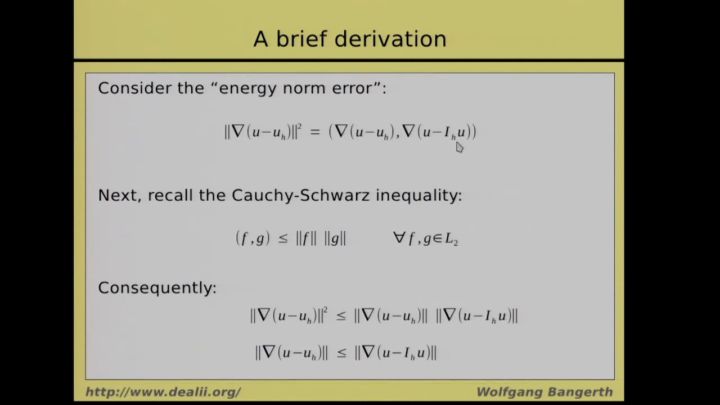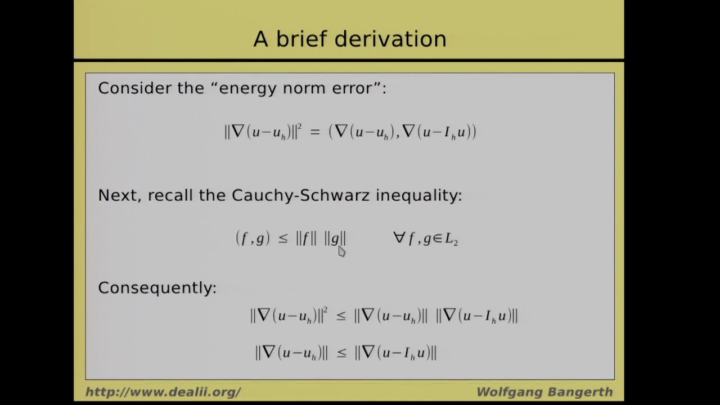So what I need to use next is something that is called the Cauchy-Schwarz inequality. The Cauchy-Schwarz inequality says that the scalar product of two functions f and g, I can bound that by the norm of f and the norm of g. You've seen this for finite dimensional vector spaces, but it's the same for infinite dimensional function spaces.